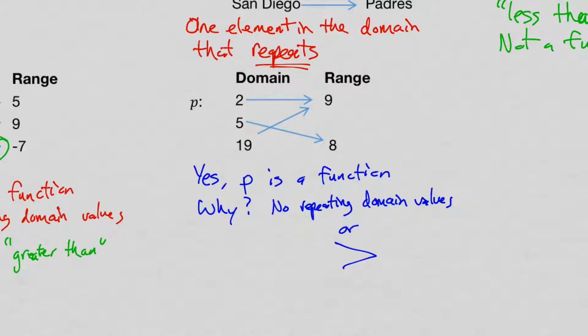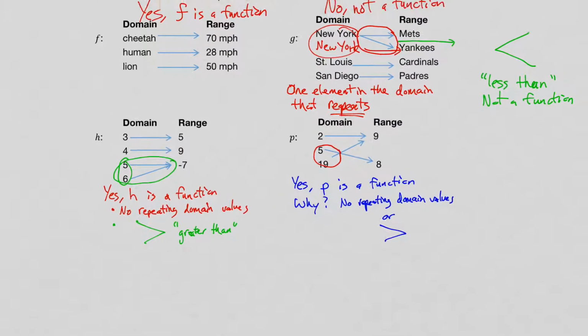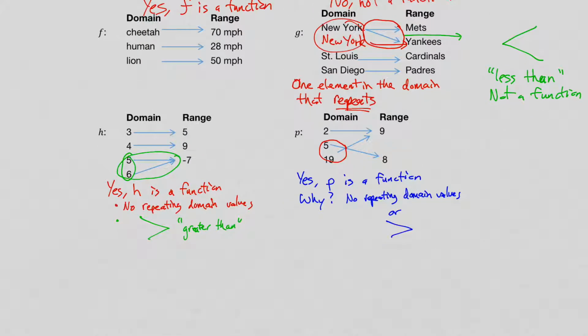Okay, so hopefully you said yes, P is a function. Why? Well, as you can see, there's a 2, there's a 5, there's a 19. None of those get repeated, so there's no repeating domain values. And the visual is that we have this greater than symbol. You can see it right here. There's a greater than symbol, which it says it is okay in terms of defining a function or not. Okay, so if you have any questions, let me know. We're going to move on to the next page.